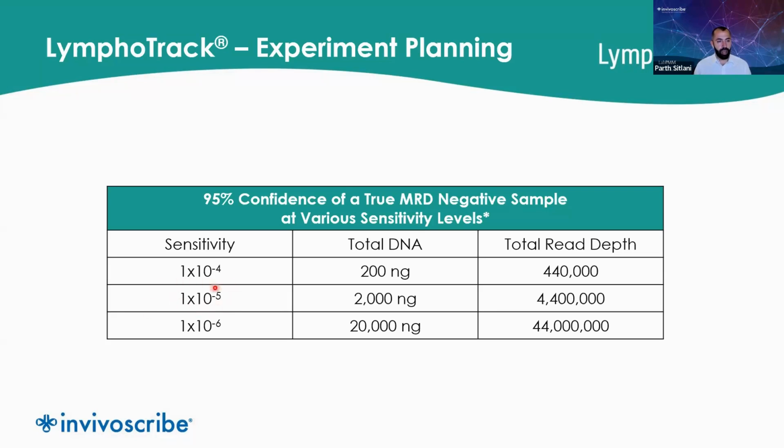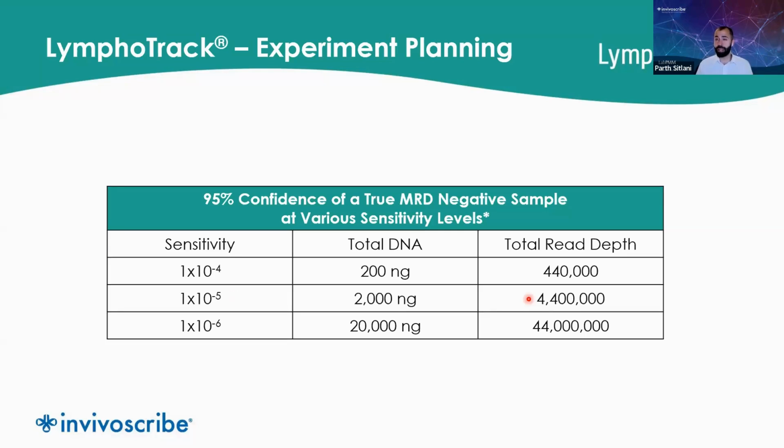So 10 to the minus 5 is the most commonly tested sensitivity for LymphoTrack MRD assays. It requires 2,000 nanograms of DNA, which is a relatively easily achievable amount, and it requires 4.4 million reads. So you'll see that that amount of read depth has increased quite significantly.